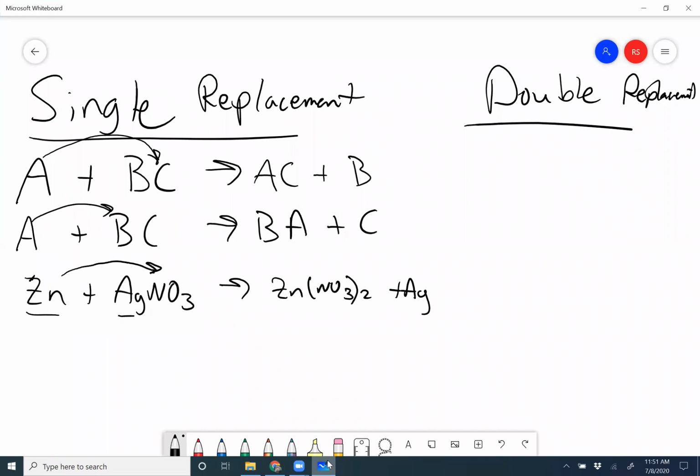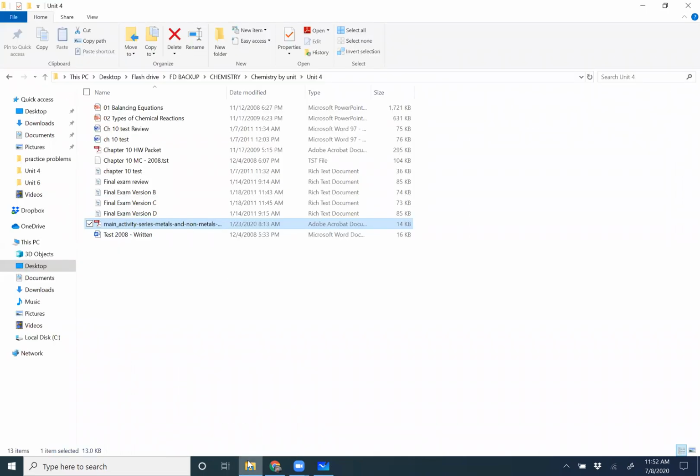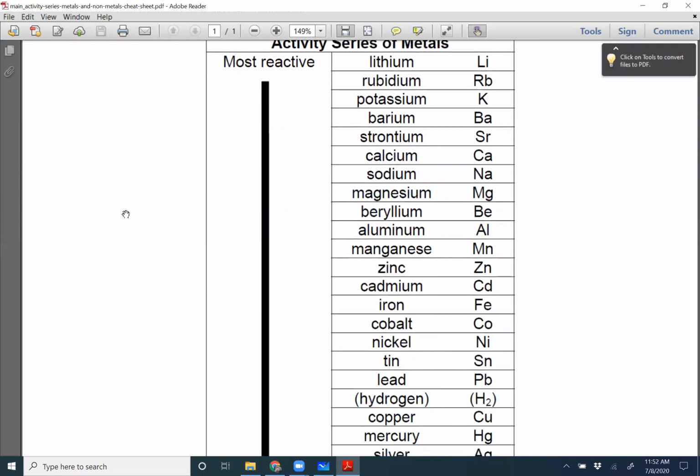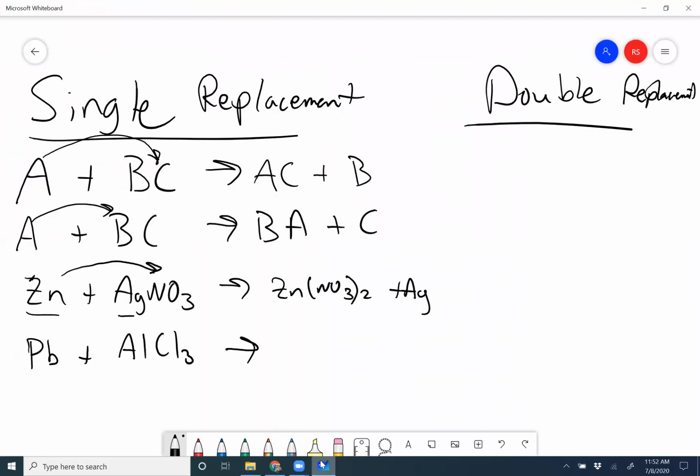But say, for instance, we did some lead reacting with some aluminum chloride. Well, we'll have to look at our activity series, and I'll put this on the module, and we have to look for lead and aluminum. Well, there's lead and there's aluminum. Lead is our element that's going to try and replace aluminum, but lead is not as strong as aluminum. So lead cannot replace the aluminum, and so nothing happens.